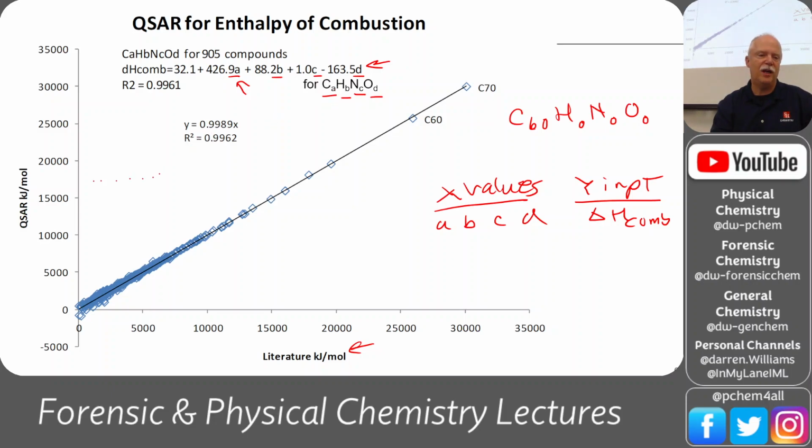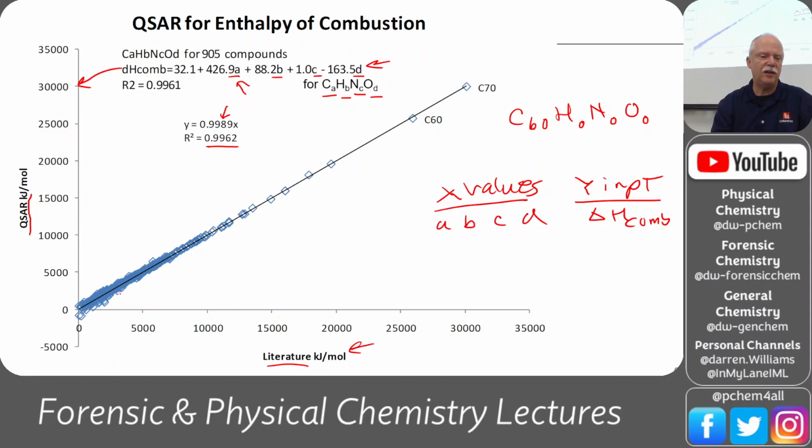And I was shocked when I took the calculated values from this equation. So this equation is over here on this axis, and literature is on this axis. It has a slope of almost 1, which means it's a 1-to-1 match, and the R squared is almost 1. So it's a really good model.